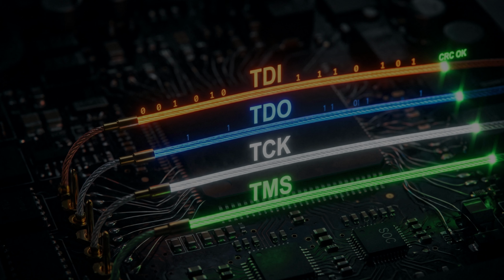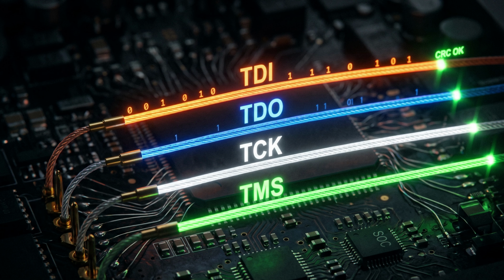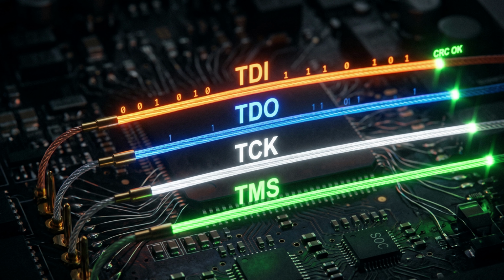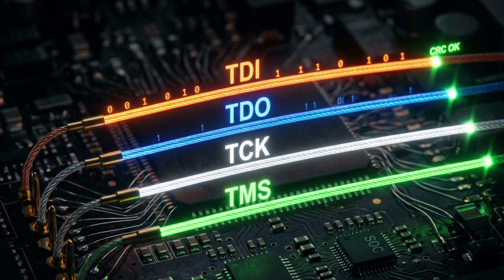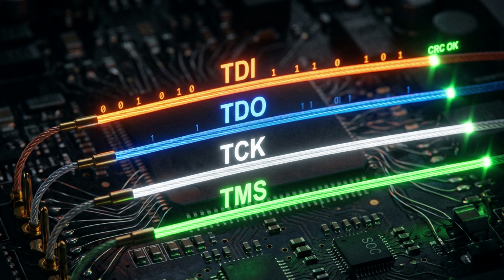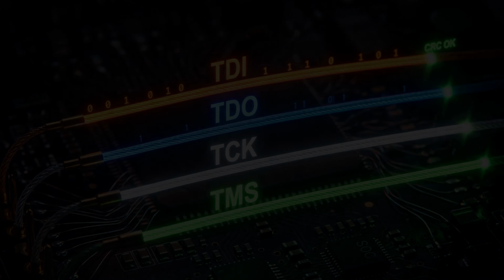Interestingly, JTAG is not fast. But JTAG's job is not speed. It is reliability. Every bit is delivered in the correct sequence, at the correct time. CRC verification runs at the end of every frame. A single error, programming halts. The error is reported. The process restarts.